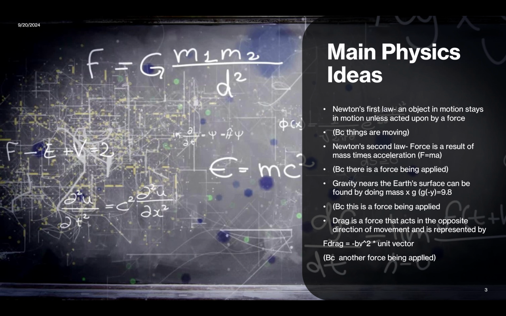And then drag is a force that acts in the opposite direction of movement and is represented by F drag equals negative b, which is a constant, times v squared times the unit vector, which is direction. And this is the other force that's being applied that we need to include.